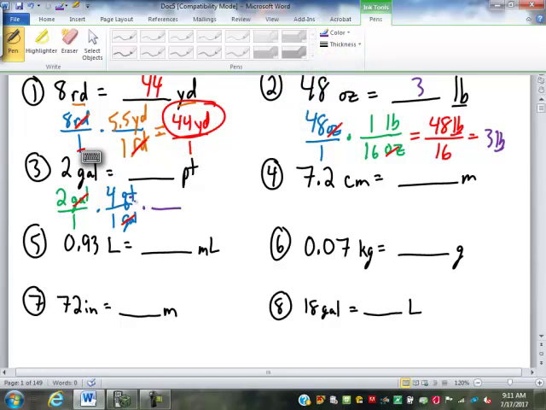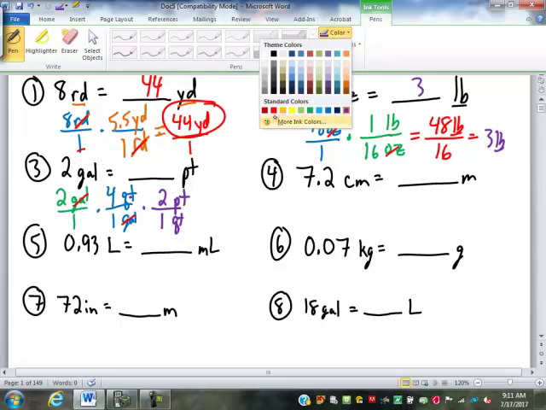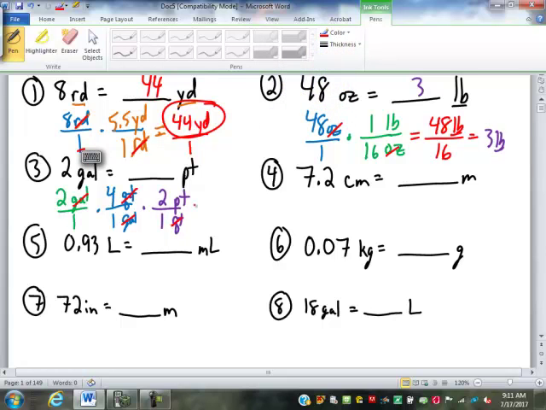So quarts are on top here, so to get rid of them, I'm going to put quarts on bottom. And I do have a relationship between quarts and pints. 1 quart is 2 pints. So now the quarts cancel out. So on top I have 2 times 4 is 8, times 2 pints is 16 pints. On bottom, 1 times 1 times 1 is just 1, so 16 pints over 1 is just 16 pints.